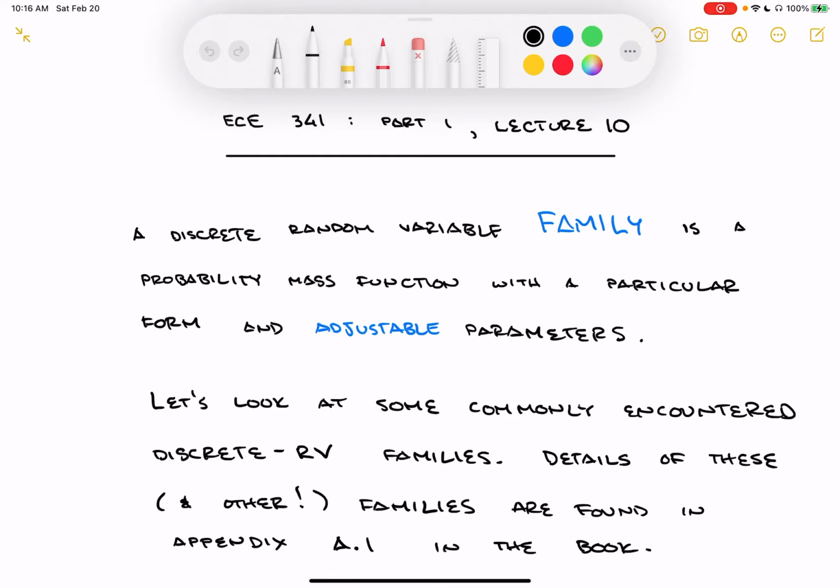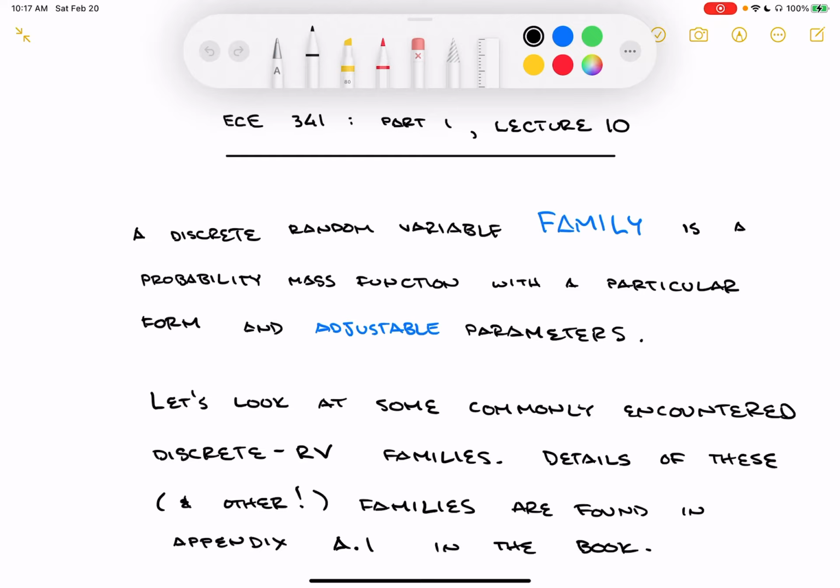A discrete random variable family is nothing more than a probability mass function with a particular form with adjustable parameters. These adjustable parameters allow us to customize a particular family of random variable to meet our particular situation. If you have a set of families to choose from, it's just a set of tools that allow us to quickly model commonly encountered situations. So we don't have to rederive models to match our particular cases. Not every family applies to every situation, obviously, and not every situation has a family to draw from.